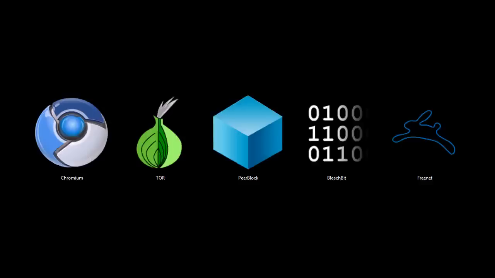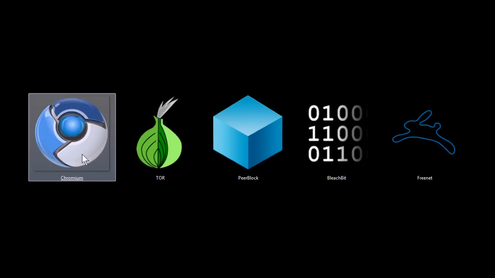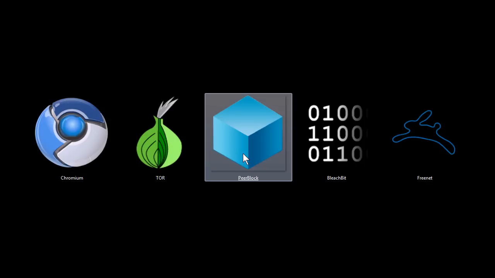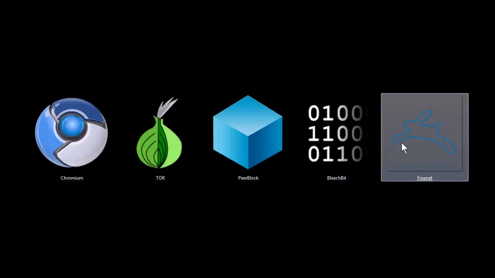This is TJ. In this video, I'm going to be quickly going over 5 programs that are great tools for protecting your privacy and providing anonymity while browsing the internet. These programs are Chromium, the Tor Browser Bundle, PeerBlock, BleachBit, and Freenet.